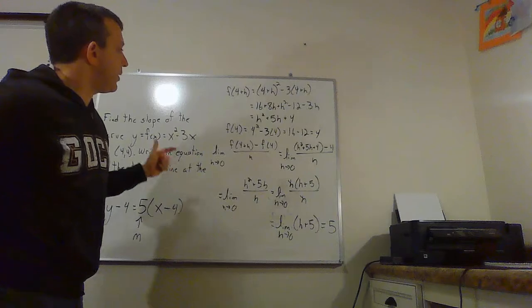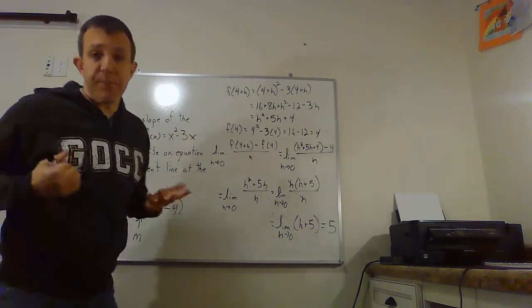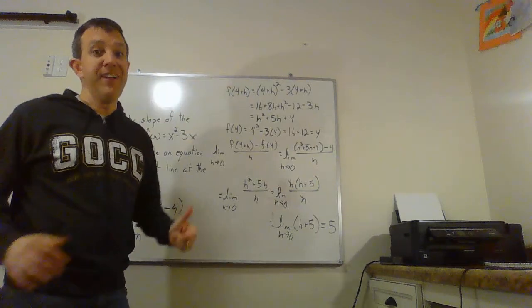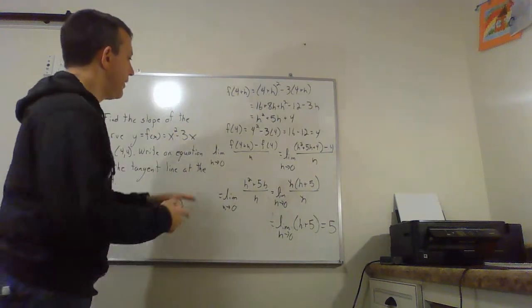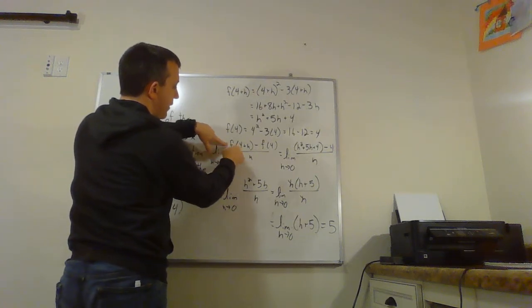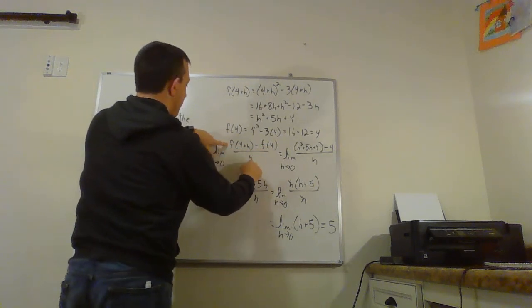So we know, yeah, this is a mess, so try and keep up. Feel free to pause, write a whole bunch of stuff down, and then come back and listen to the rest of it. We know what we need to do. We need to find the limit as h goes to 0 of f of 4 plus h minus f of 4 all over h.